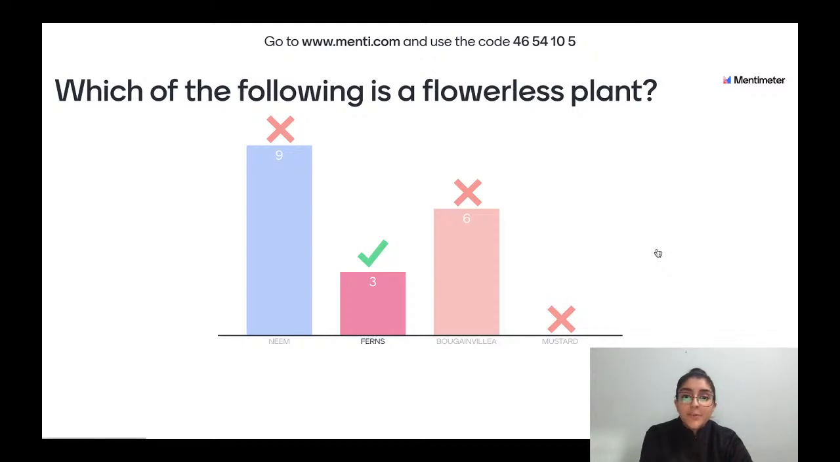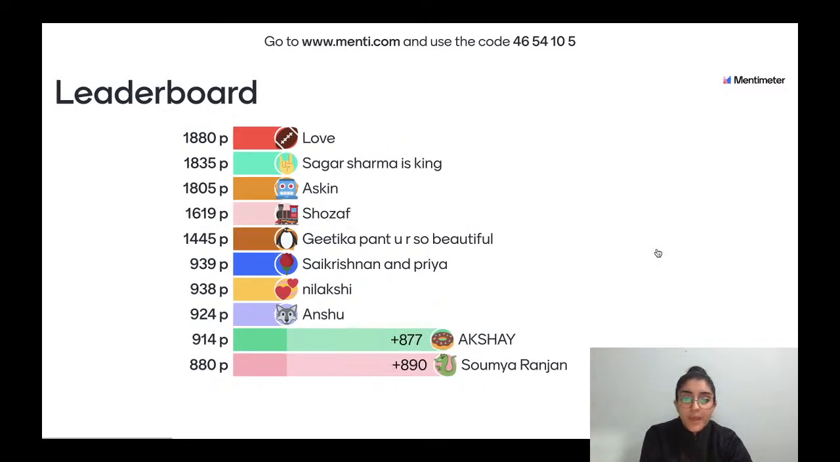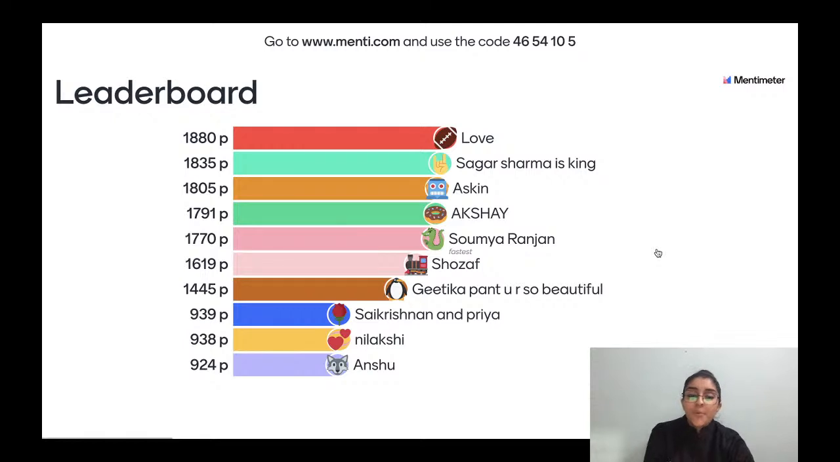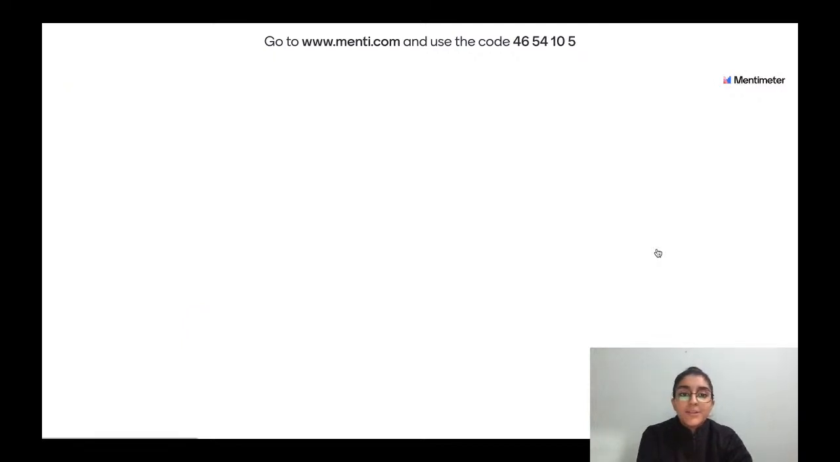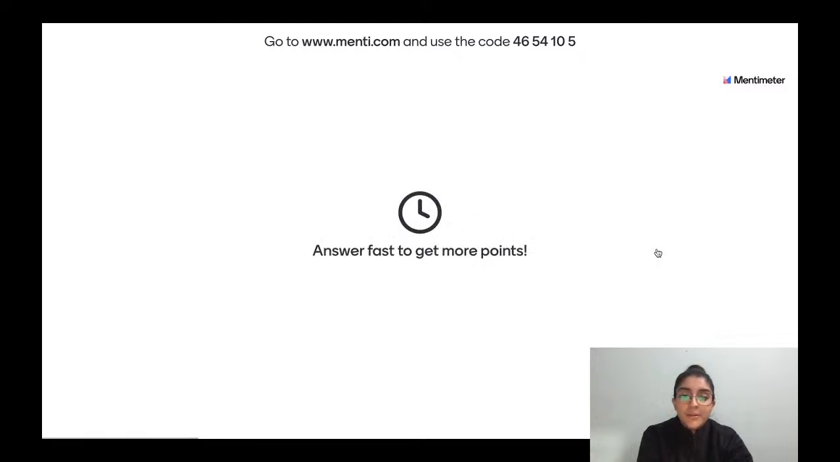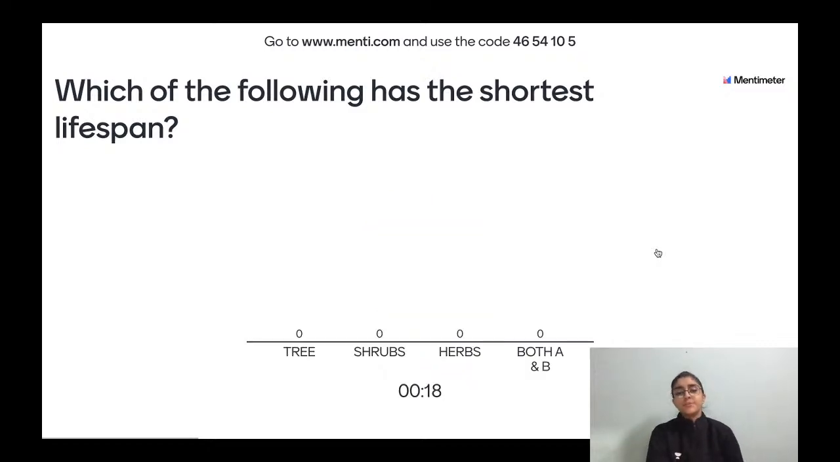So let's move ahead with the next question. Oh, so leaderboard, I just forgot about that. See, Akshay and Soumya just jumped right above. That is so great. Hello, Sai Krishnan. Great, great guys. See how much jump you can get from getting a right answer. So the next question is on your screen. Easy peasy question. A lot of you are answering very quickly.